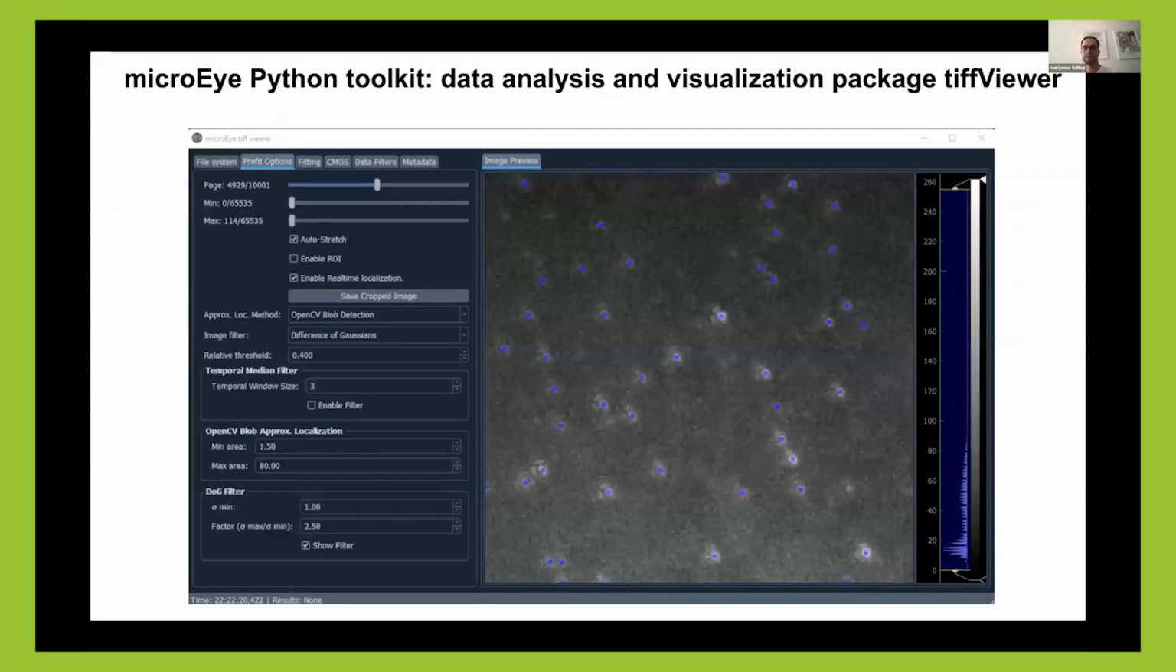And the last piece of development that we've done is the microEye Python toolkit. I'm showing you here the TIFF viewer. This is one of the three modalities or modules of our software. This allows us to do single molecule localization, basically real-time single molecule localization. And if you really like this, you can just download the Python toolkit and use it for your own purposes.